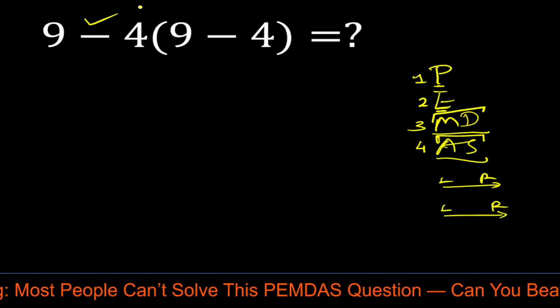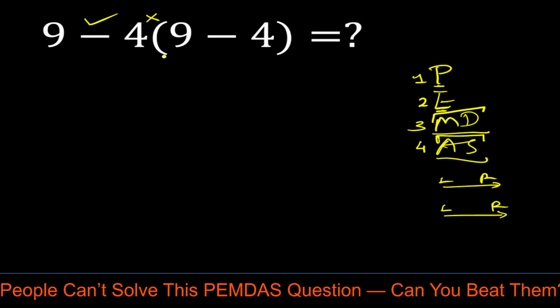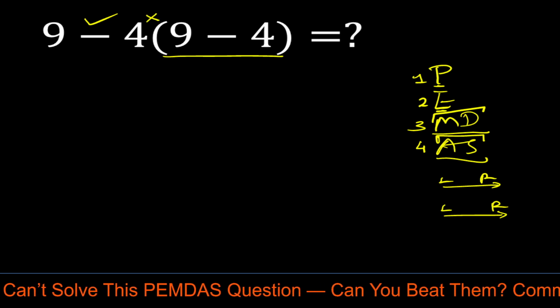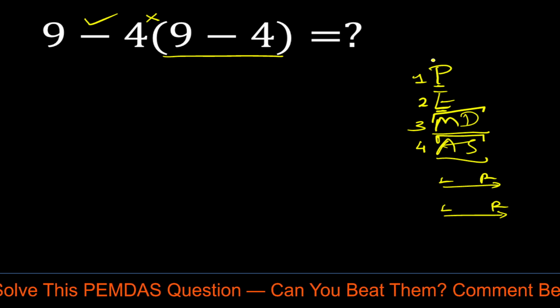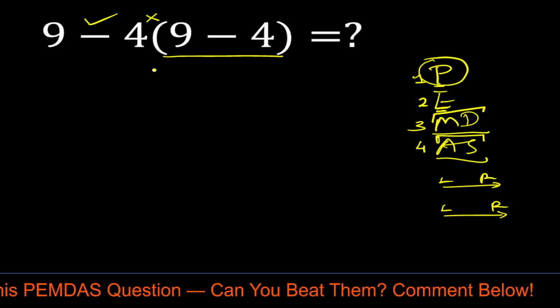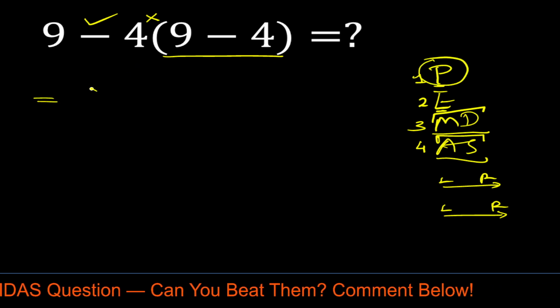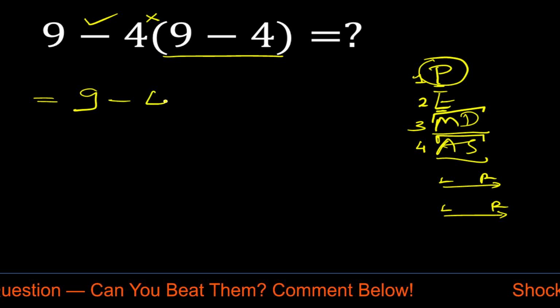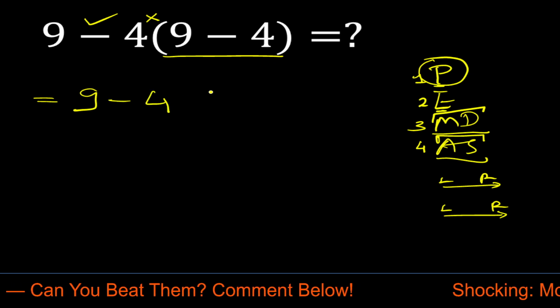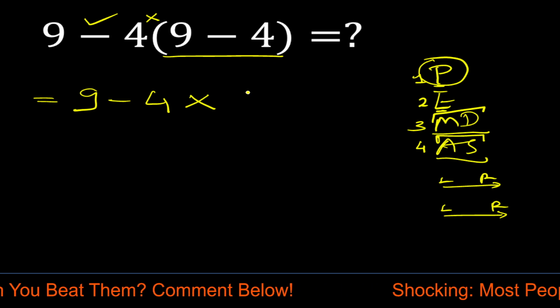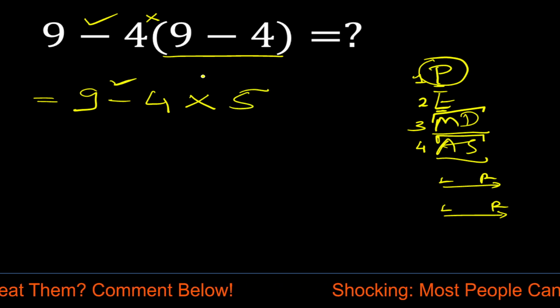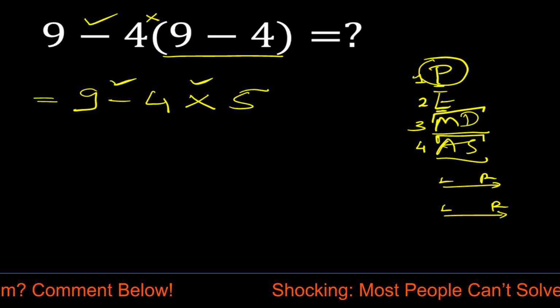So in this question, here we have subtraction, here multiplication, and here we have one parenthesis, right? So according to the PEMDAS rule, first we have to solve the parenthesis. So now 9 minus 4. Now solve this parenthesis. 9 minus 4 is equal to 5. So times 5. Now here we have subtraction and here multiplication.